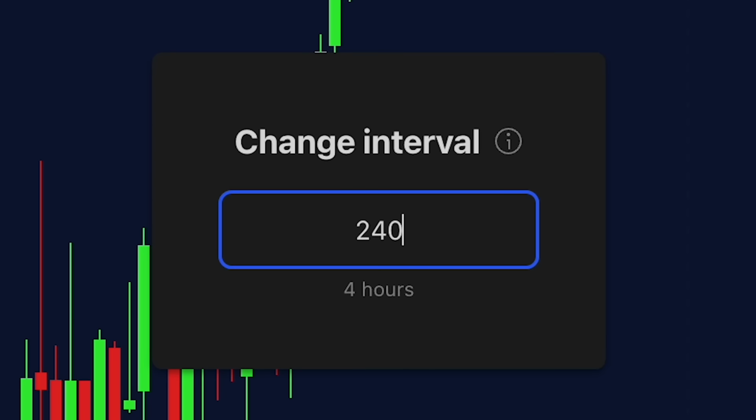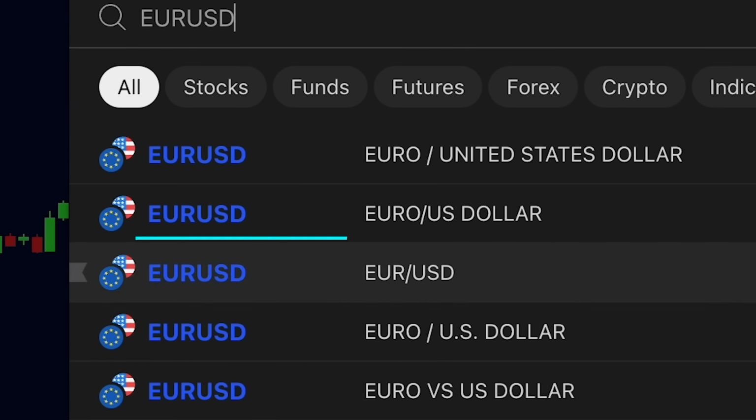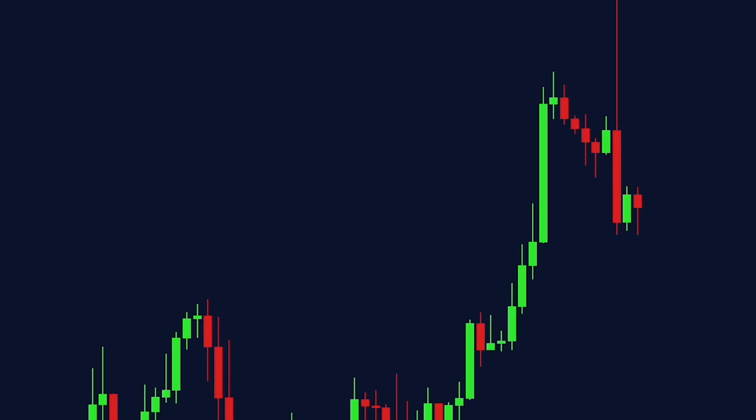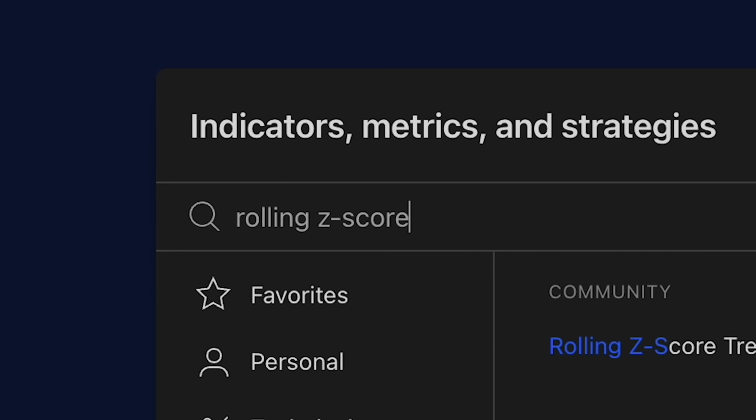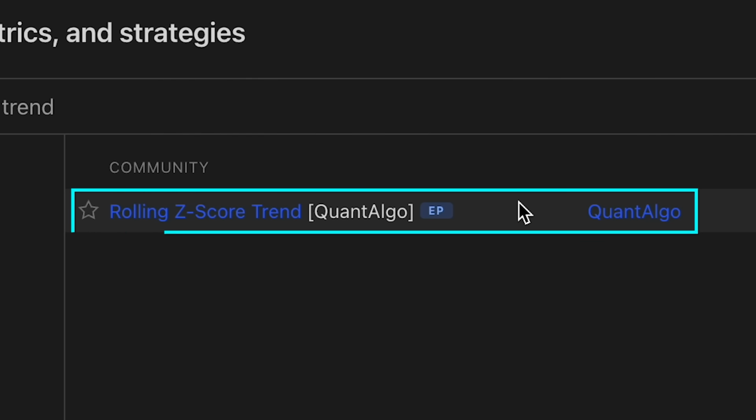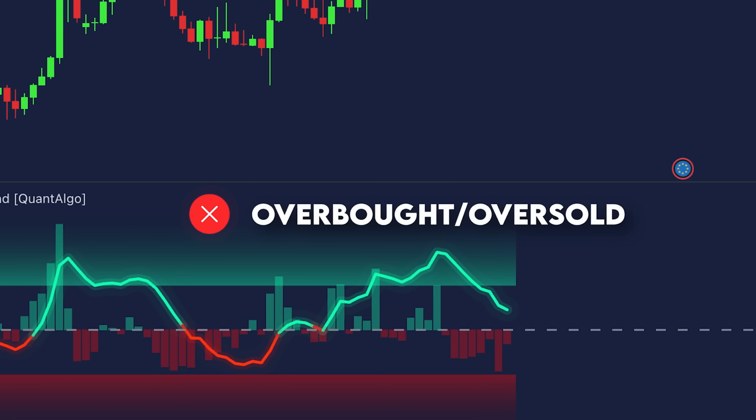I'm using the 4-hour time frame on EURUSD, but this works on any market, any time frame. Click on indicators and type in rolling Z-score trend. Make sure you select the one by QuantAlgo. Now, this isn't your typical overbought, oversold indicator.